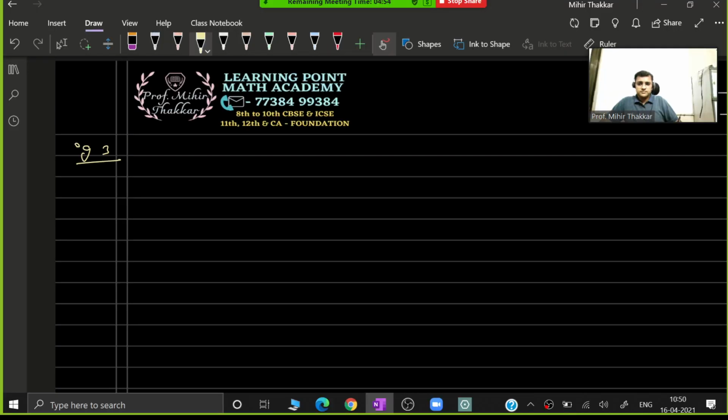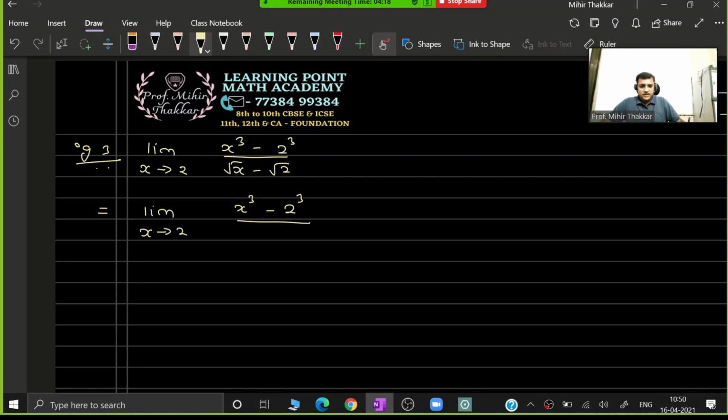Example 3. Limit as x tends to 2, (x cube minus 2 cube) divided by (root x minus root 2). Suppose I come across this kind of a question, just as I did in the previous sum, I will once again do the same application over here. X cube minus 2 cube will be left as it is, and root x minus root 2 will be taken as x raised to half minus 2 raised to half.